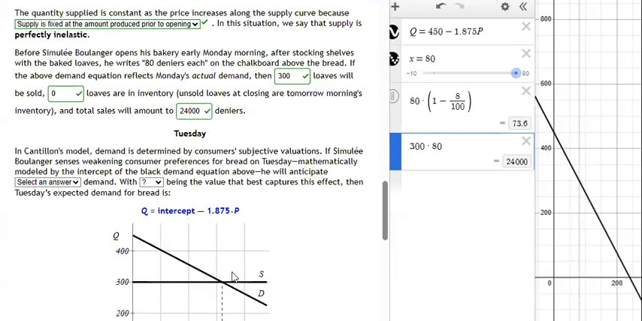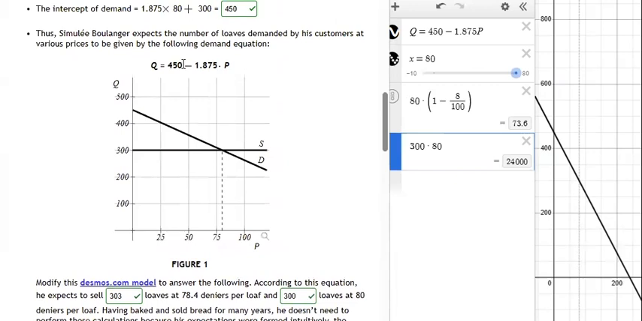Now on Tuesday, in Cantillon's model, demand is determined by consumers' subjective valuations. If Simile senses weakening consumer preferences for bread on Tuesday, mathematically modeled by the intercept of the black demand equation above, so this intercept determines where this line is going to be. If we hold the slope constant, this line will shift down. If this declines, if this increases, this line will shift up. And it could be the case that this line is shifting up and down during a given day. But we're going to hold it constant within the day to make it simple.